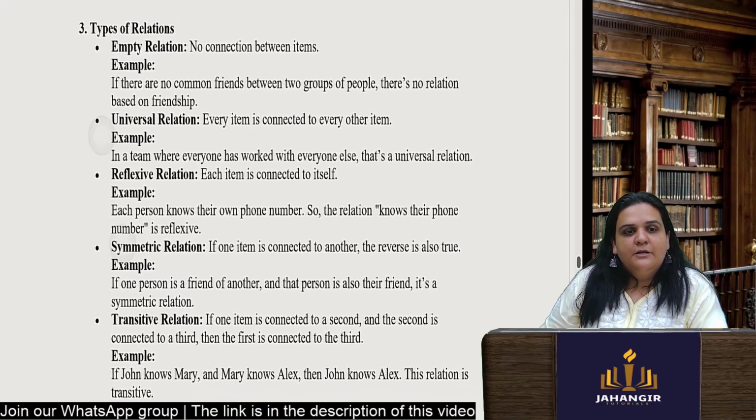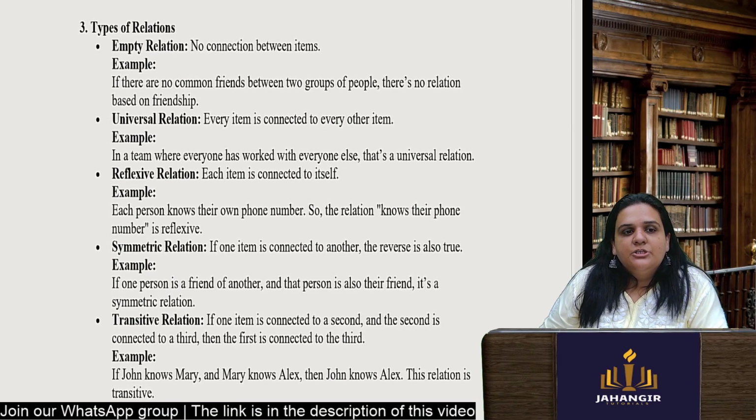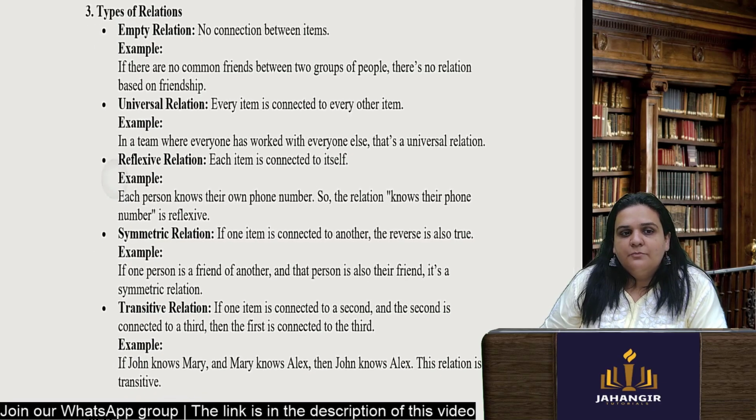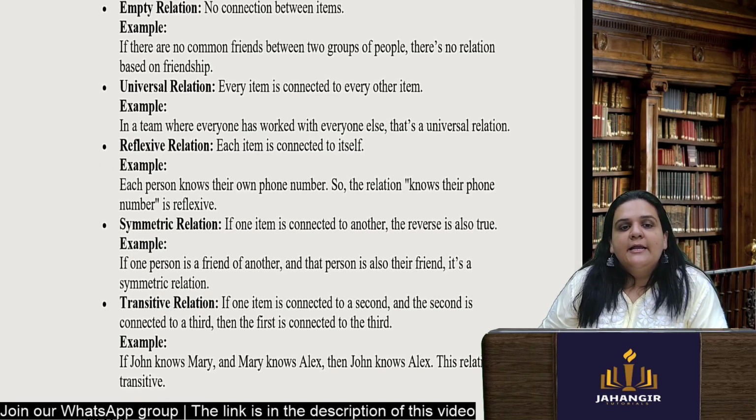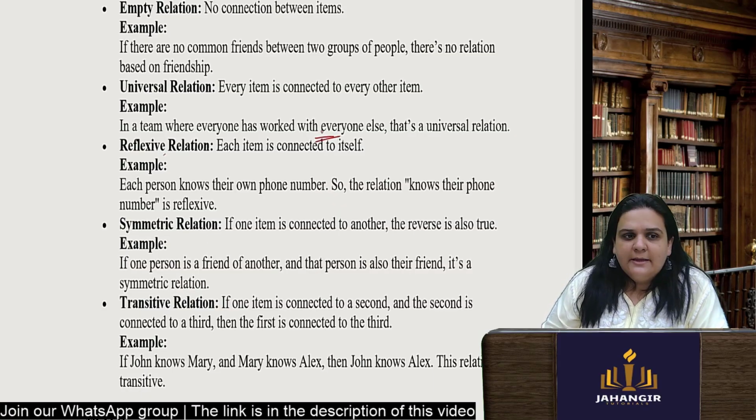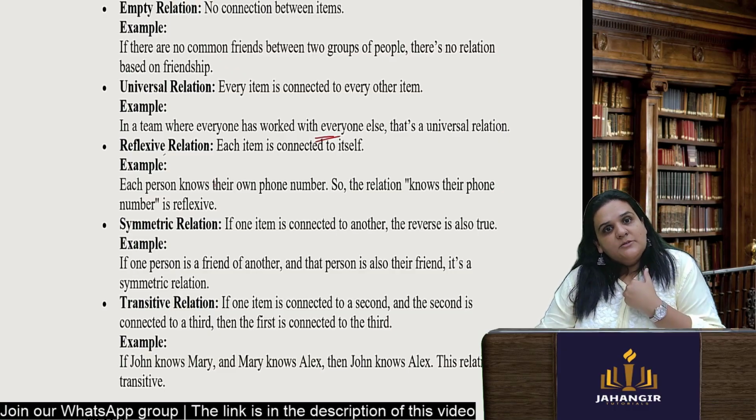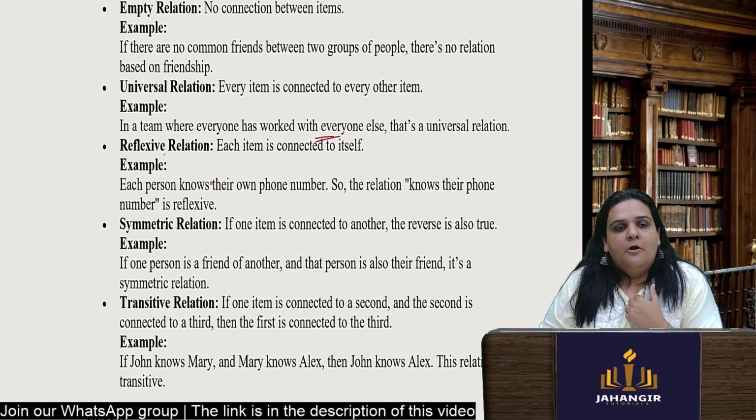Now, types of relationship. Empty relation: there is no connection. If there are no common friends between two groups of people, there is no relation based on friendship. Universal: every item is connected to every other item, for example in a team where everyone has worked with everyone else. Reflexive relation: each item is connected to itself. Each person knows their own phone number.